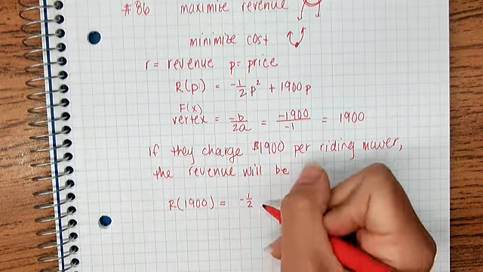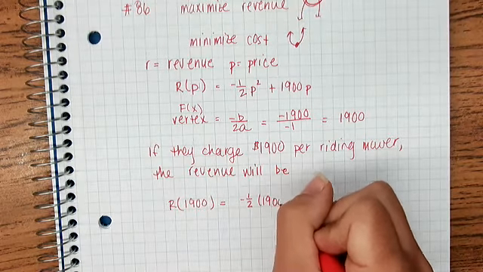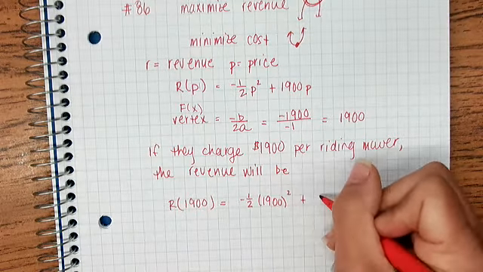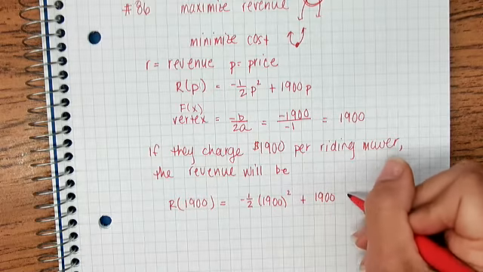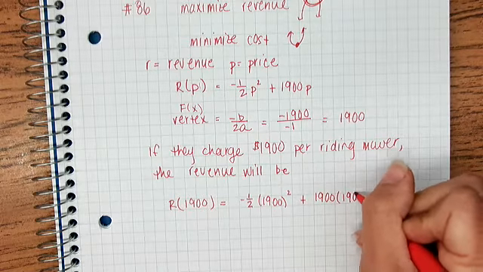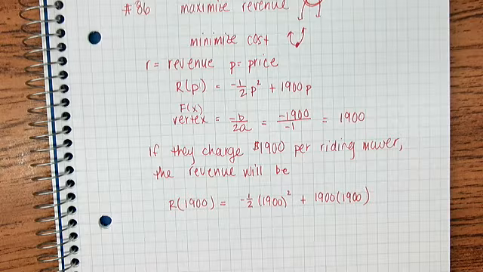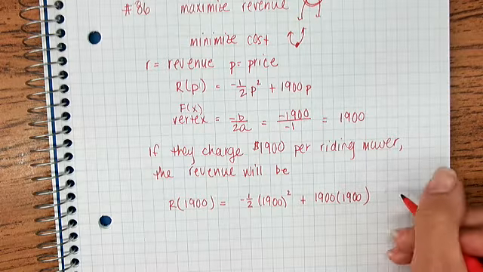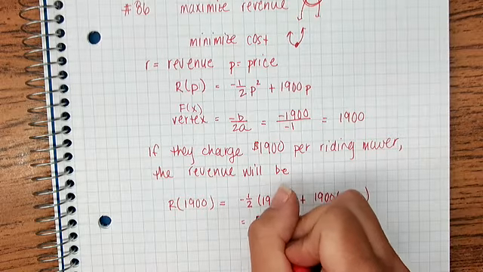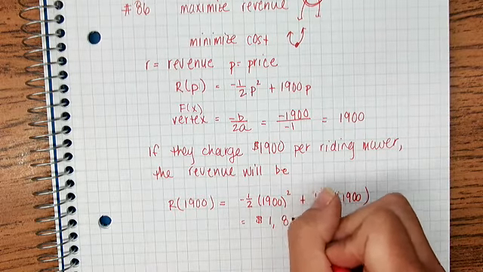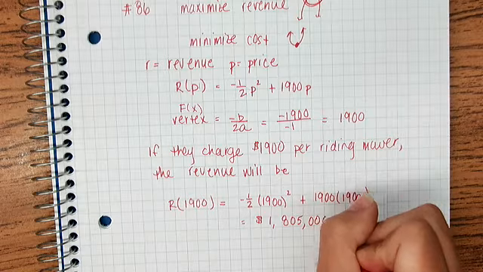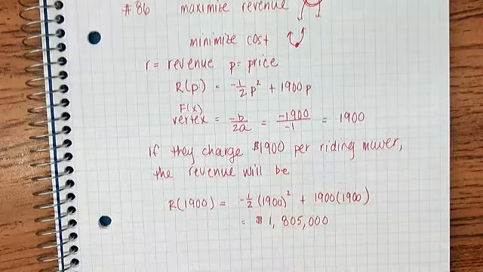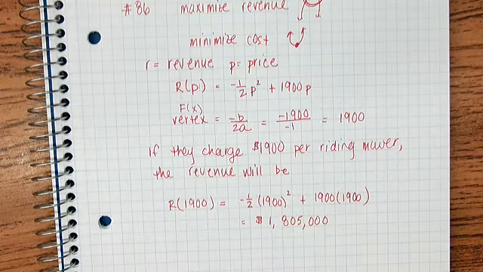Negative 1/2 times 1900 squared plus 1900 times 1900. Isn't that just 1/2 of 1900 squared? Okay, so I cheated. I already did the problem. $1,805,000. Charge 1900, you'll get a max revenue of $1,805,000.